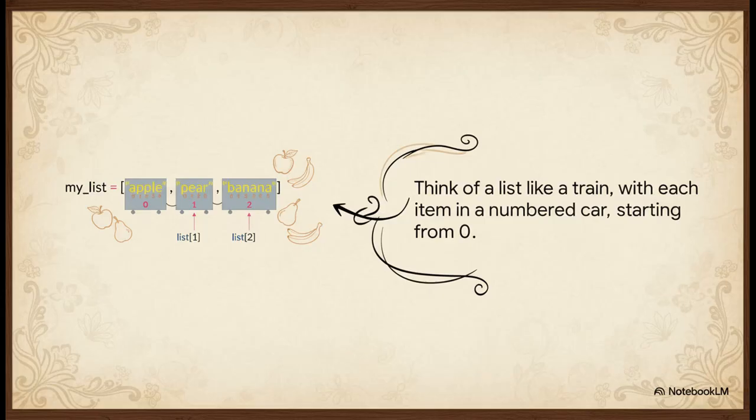All right, listen up, because this is probably the single most important rule of indexing. In programming, we don't start counting from 1. We always start from 0. Think of your list like this train. The first car, the apple, is at position 0. The second car, the pear, is at position 1, and so on. Seriously, remembering that lists start at 0 is going to save you so many headaches down the road.